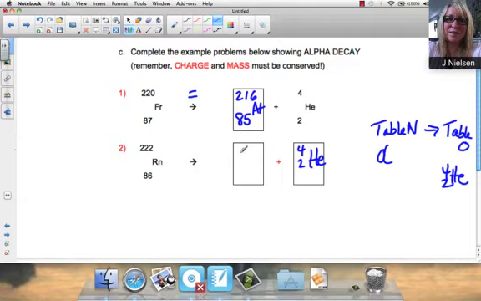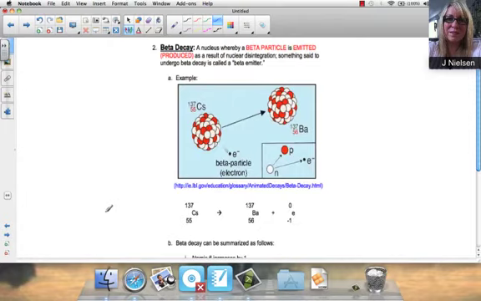So back to this, 222 minus 4 is going to give us 218. 86 minus 2 is going to give us 84. We look up atomic number 84 and we see that it is Po, polonium. That's alpha decay. Beta decay.